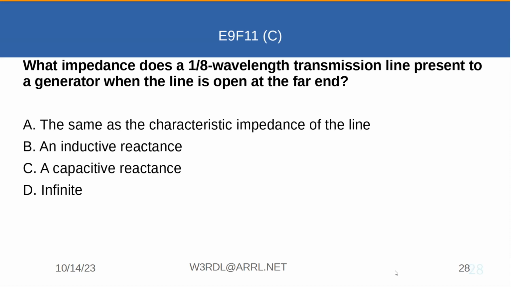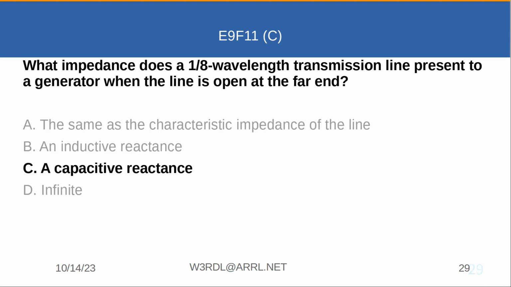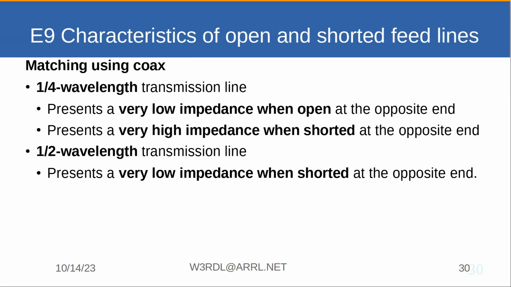So what impedance does a 1/8 wavelength transmission line present to a generator when it's open? Two wires separated. What's that look like? Unfortunately, you only get one of those if you get it. So you have one or the other. Remember which is which.